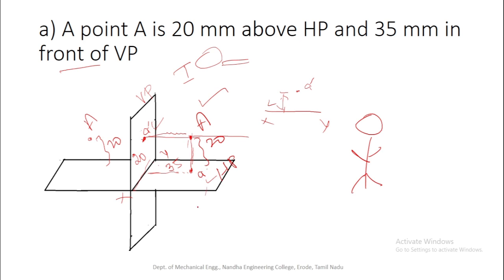Then after we rotate the horizontal plane, the top view will be lying exactly below the front view. After we rotate the horizontal plane by 90 degrees, the same distance will be maintained, and it comes below the XY reference axis. So this 35 mm is the distance between the XY and the top view of the point A. So this is the top view of the point A, which is 35 mm below the XY reference axis. The front view is 20 mm above the reference axis. So this is the projection of the given position of the point A.